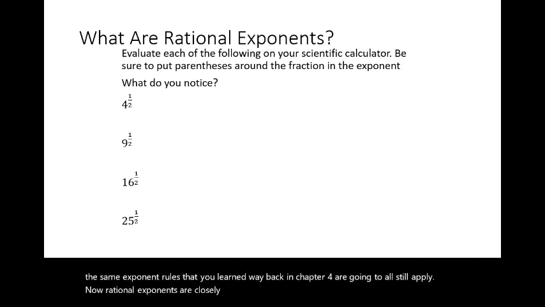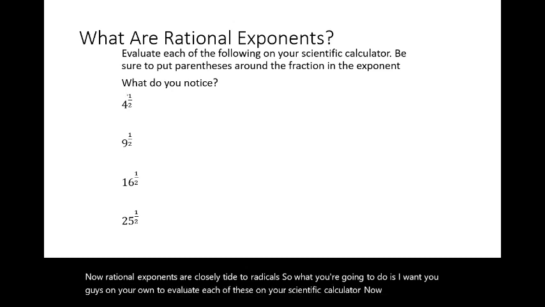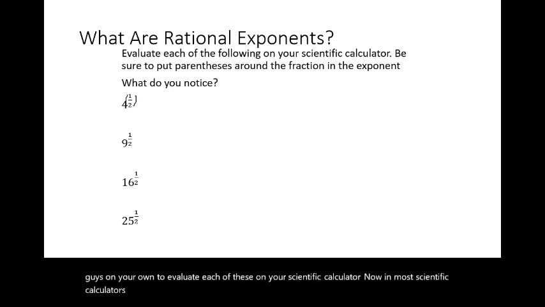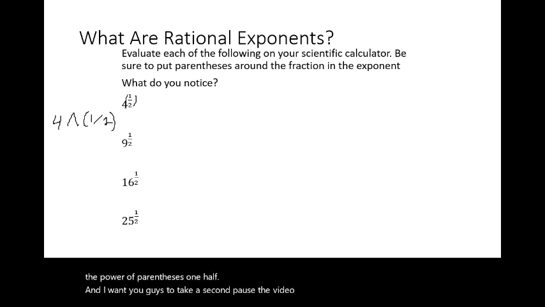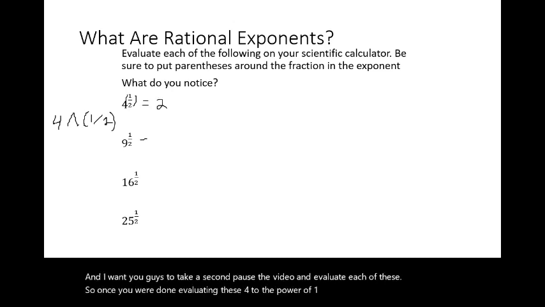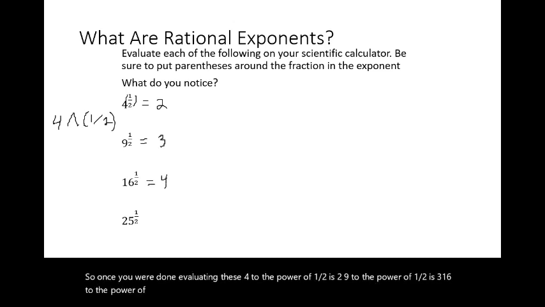So what I want you guys to do on your own is evaluate each of these on your scientific calculator. In most scientific calculators, you do need to put parentheses around the exponent, so you will type this in as 4 to the power of parentheses 1/2. Take a second, pause the video, and evaluate each of these. So once you are done, 4 to the power of 1/2 is 2, 9 to the power of 1/2 is 3, 16 to the power of 1/2 is 4, and 25 to the power of 1/2 is 5.